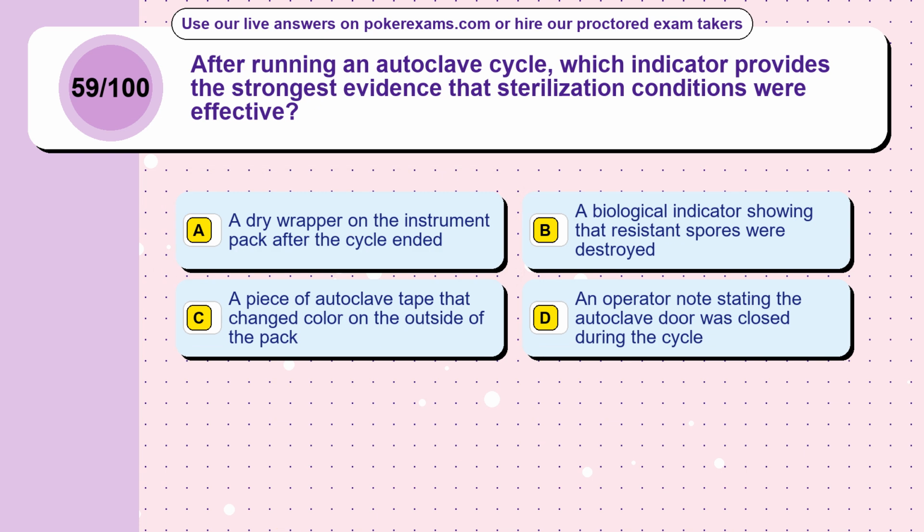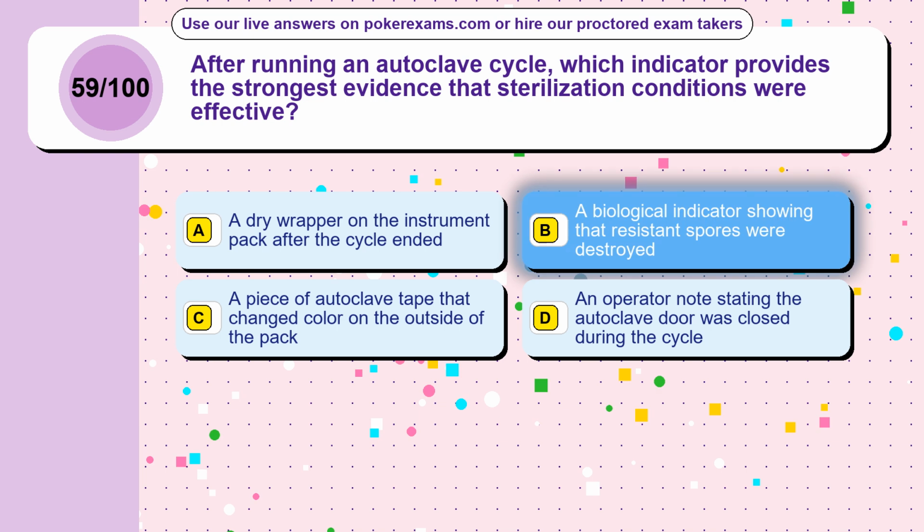Question 59. After running an autoclave cycle, which indicator provides the strongest evidence that sterilization conditions were effective? Option A. A dry wrapper on the instrument pack after the cycle ended. Option B. A biological indicator showing that resistant spores were destroyed. Option C. A piece of autoclave tape that changed color on the outside of the pack. Option D. An operator note stating the autoclave door was closed during the cycle.